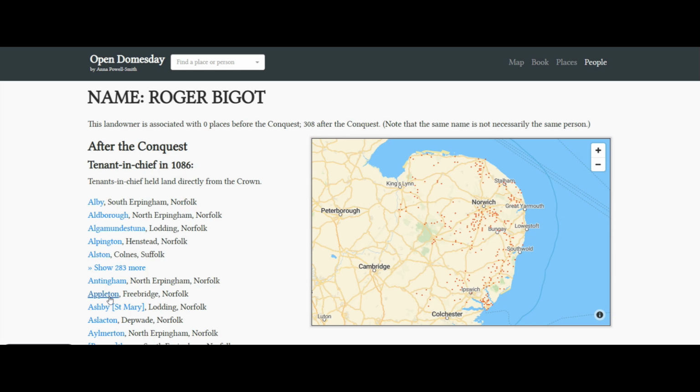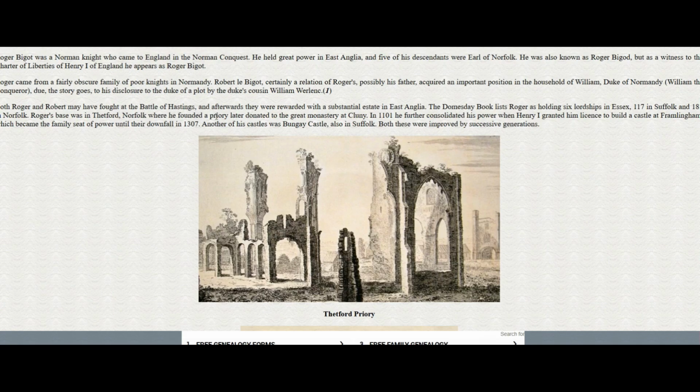So just have a look at the land that he owned. I went from there. I've got another page up about him. So here we go. He was a Norman knight who came to England in the Norman conquest. He had great power in East Anglia. 5 of his descendants were Earls of Norfolk. He was also known as Roger Bigot, and as a witness to the Charter of Liberties of Henry I of England, he appears as Roger Bigot.